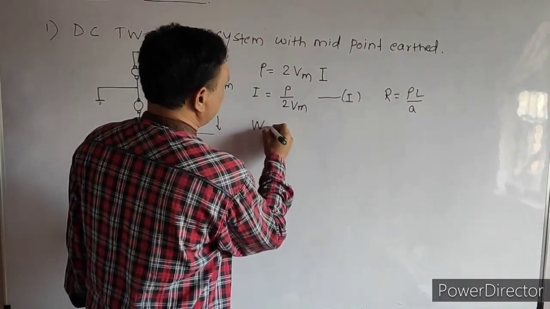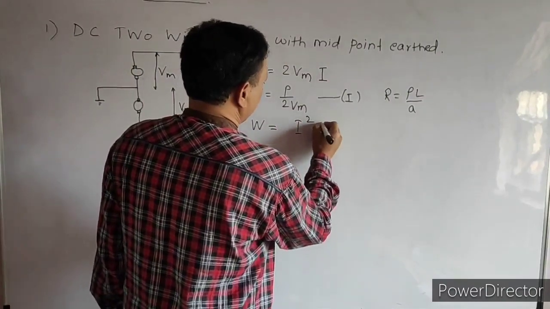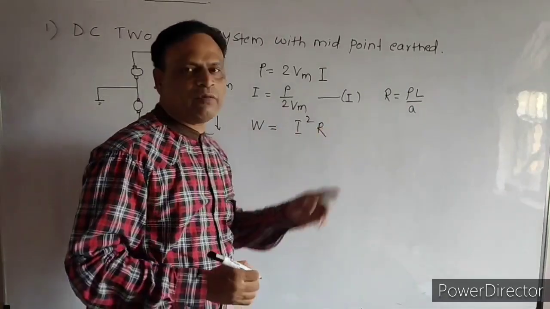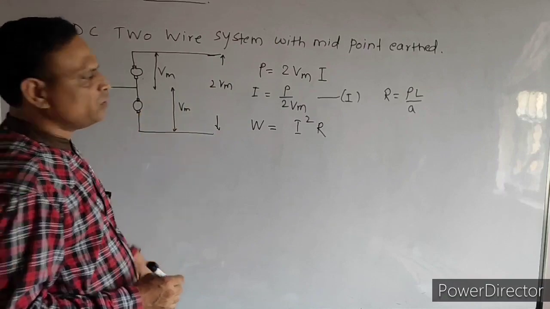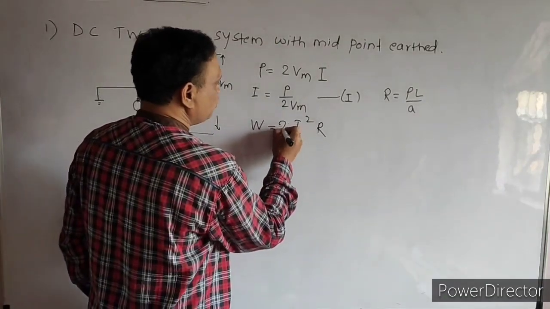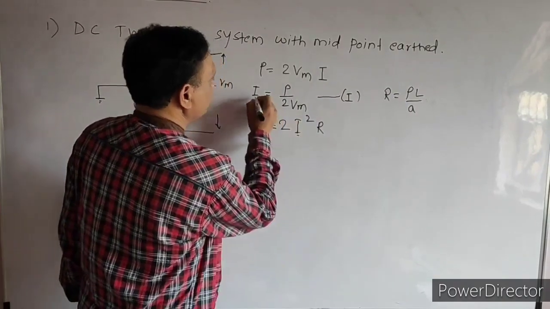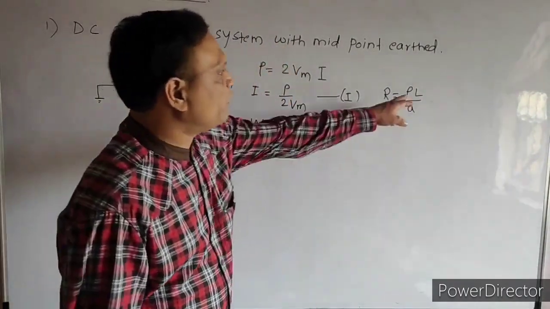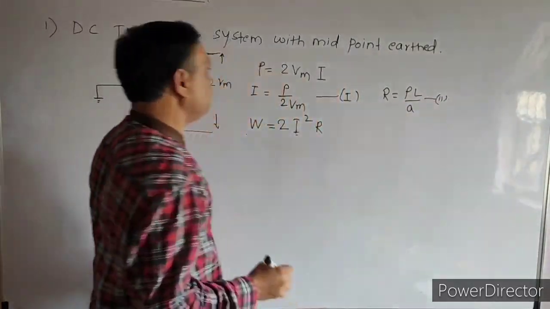So what is our line loss? Line loss is nothing but I square R. If it is one conductor then it will be I square R, but here there are two conductors, so we'll write 2 times I square R. We'll put the value of I from equation 1, and we'll put the value of R from equation number 2.